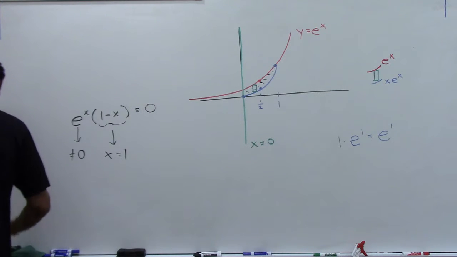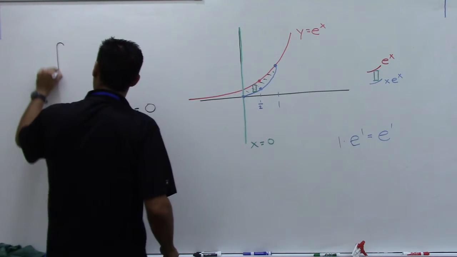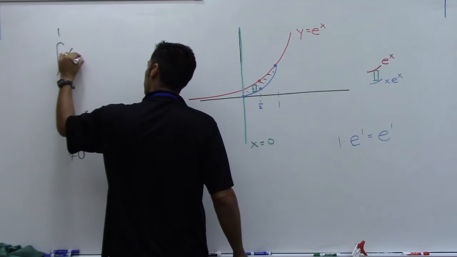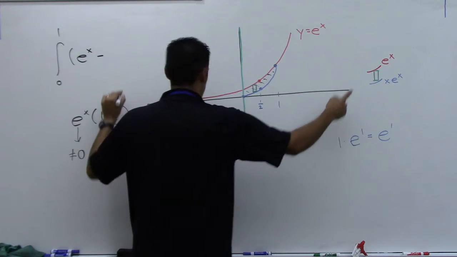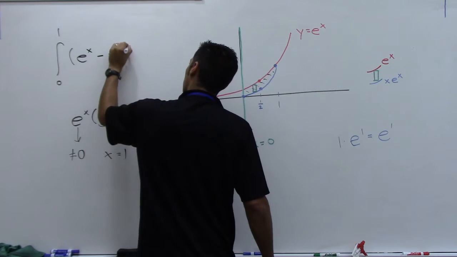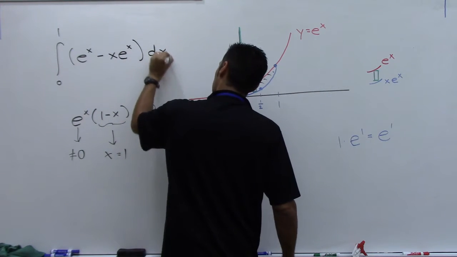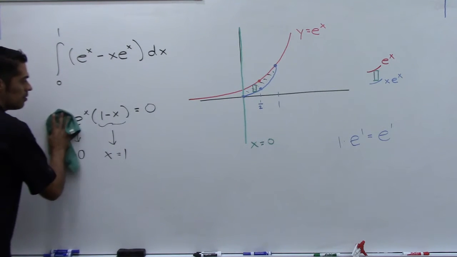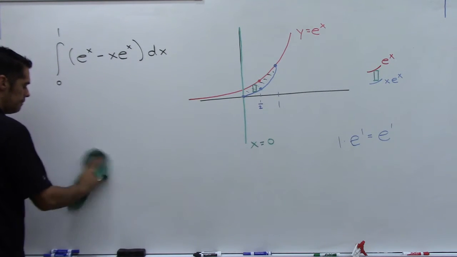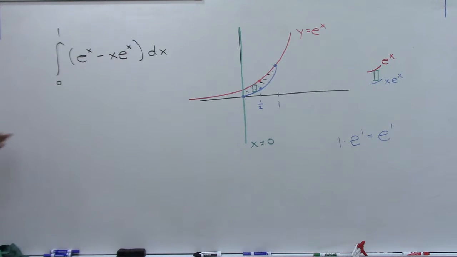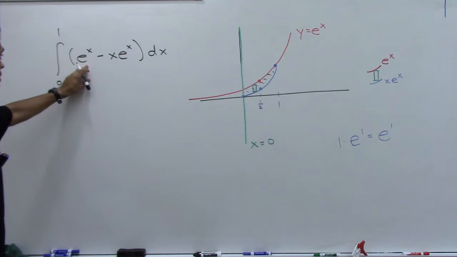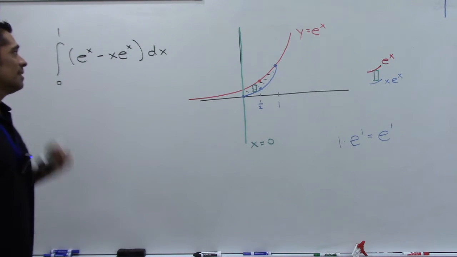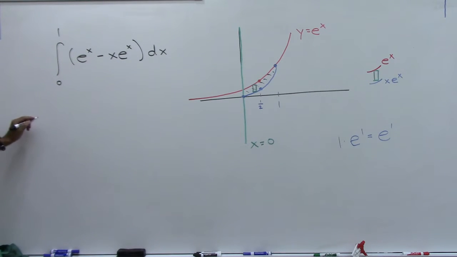All right, my integral goes from 0 to 1. It's the top function, e to the x, minus the bottom function, x e to the x, dx. We now need to integrate this, and we can integrate the first one pretty easily. The antiderivative of e to the x is itself, but the antiderivative of x e to the x is not as simple. So watch how I do this.